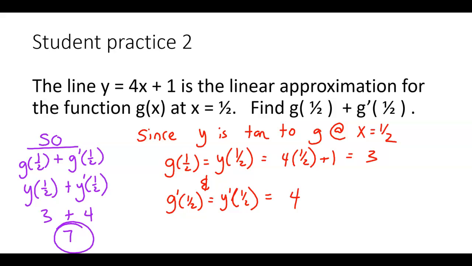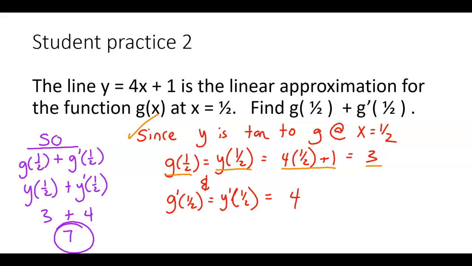So the final answer to this one is 7. Let's see why. Since y is tangent to g at x equals 1/2, that means g of 1/2 is exactly the same thing as y of 1/2. So if we just plug 1/2 into the y equation, we get 3.